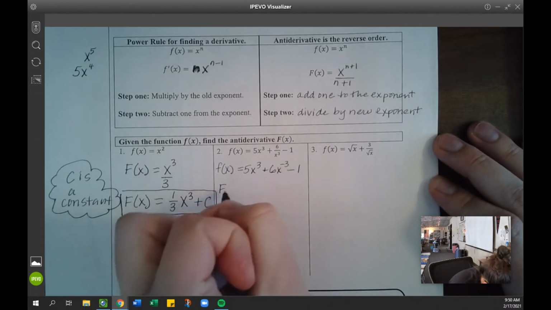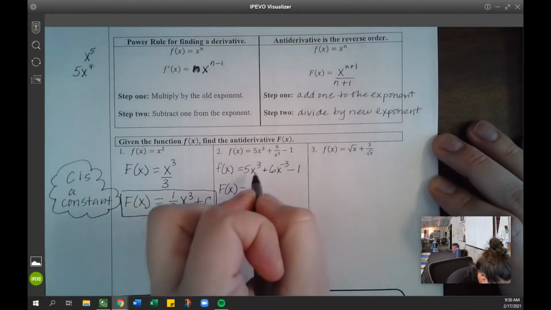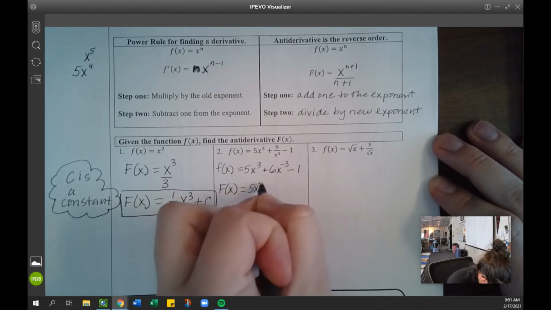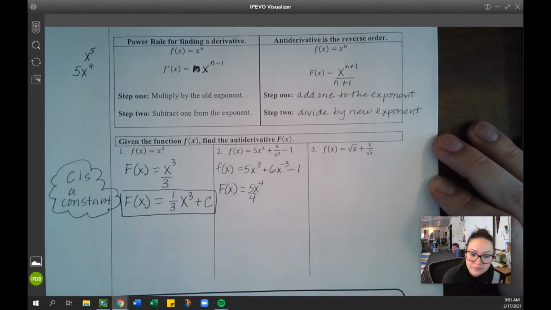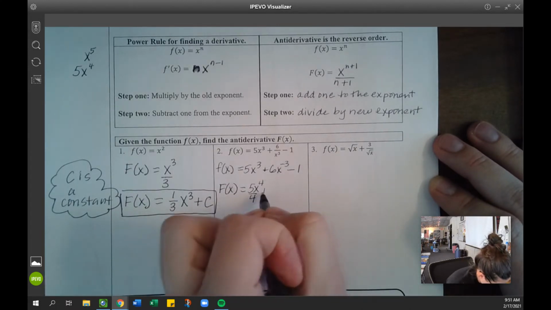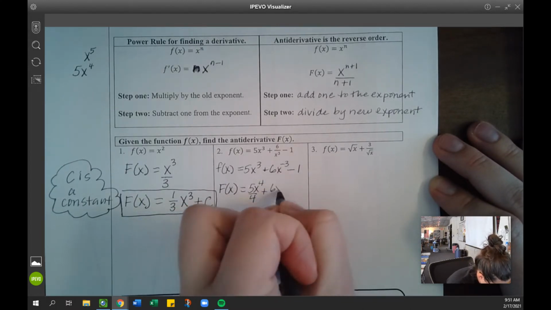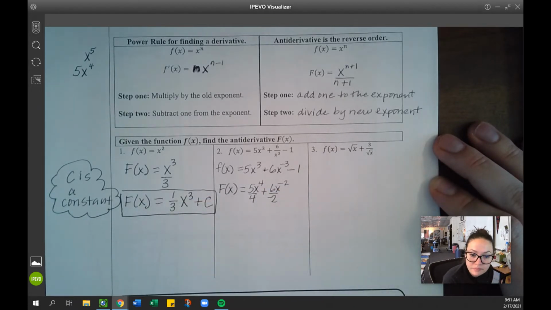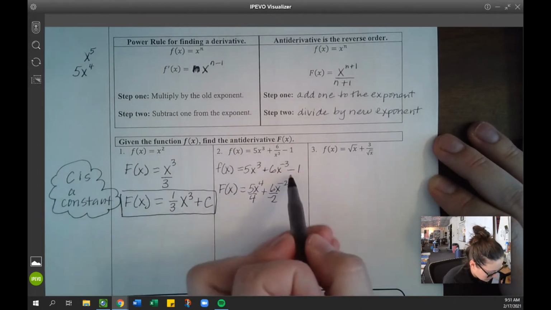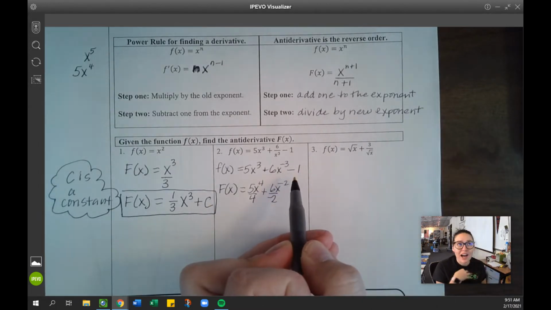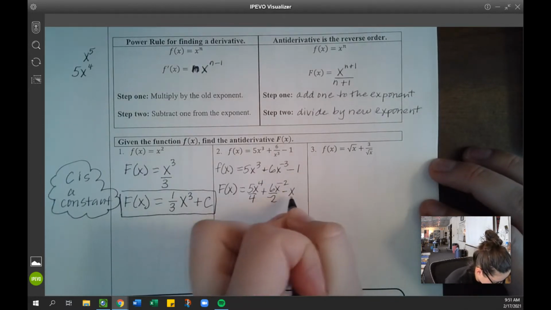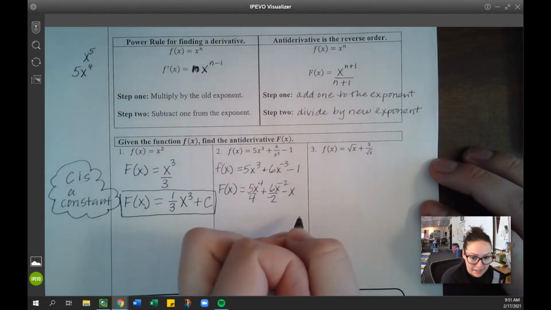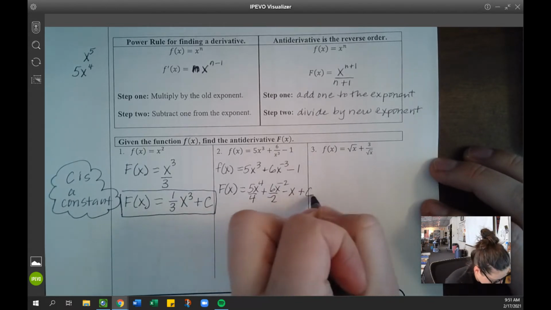So I'm going to have big F of x, increase the exponent by 1, and then divide by it. Same thing again. Increase the exponent by 1 and divide by it. Now, how would I do the antiderivative here? Well, what I think about is, okay, what has a derivative of minus 1? Well, it's just minus x, right? If I take the derivative of minus x, I get minus 1. And then I'm going to add that plus c.